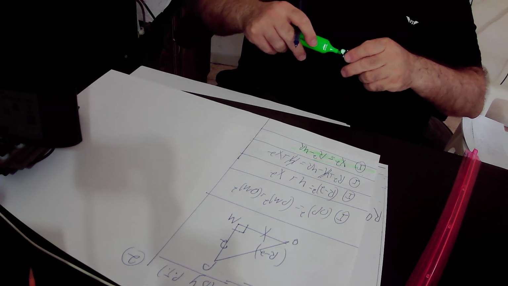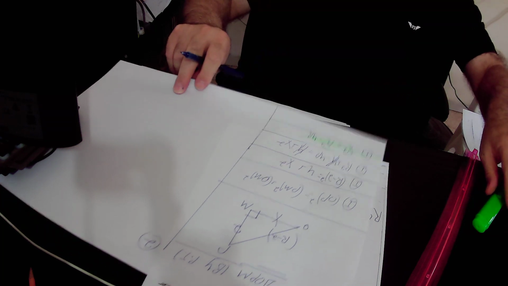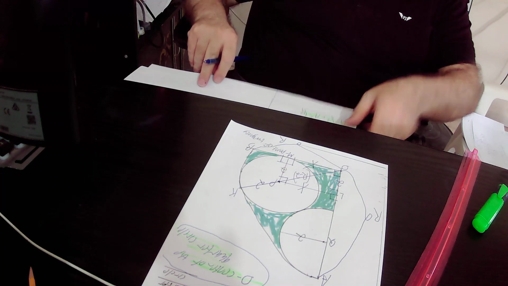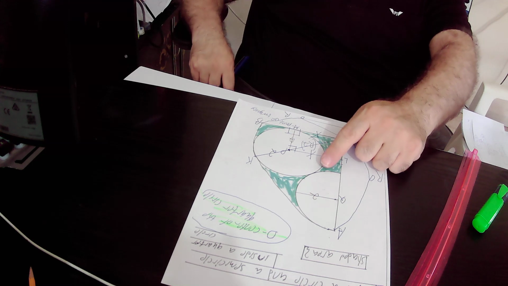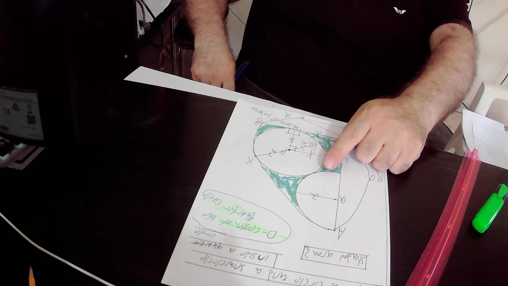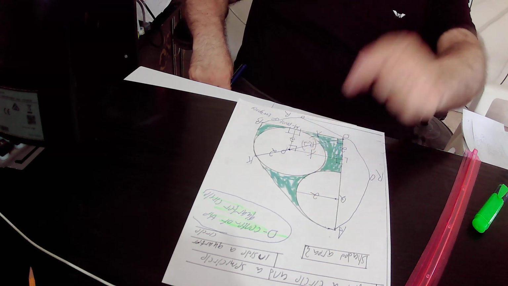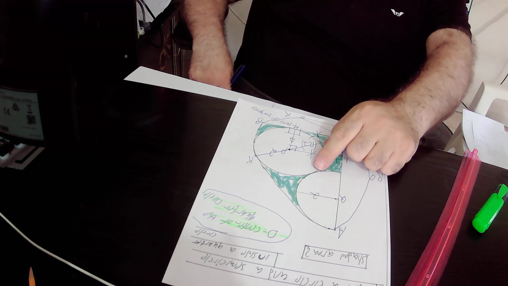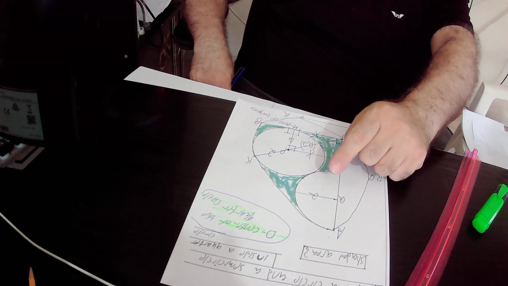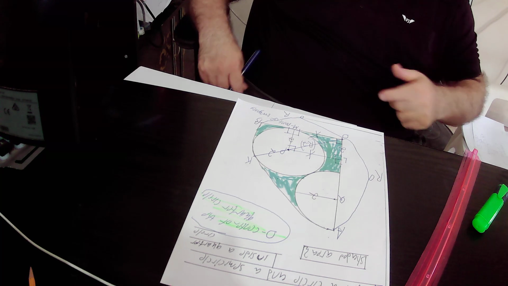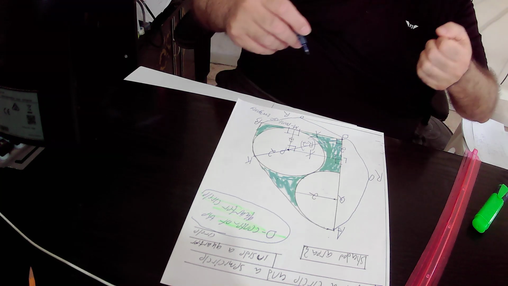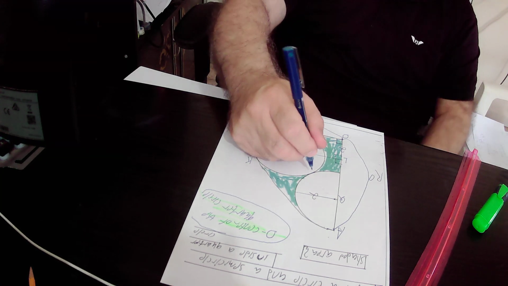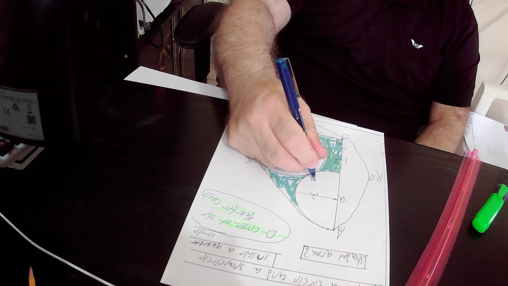Okay, so in the next step, we will focus on this point, that is the touching point of the semicircle and the circle. I repeat again, this point is the touching point of the semicircle and the circle. We will define the touching point of the semicircle and the circle as point T.